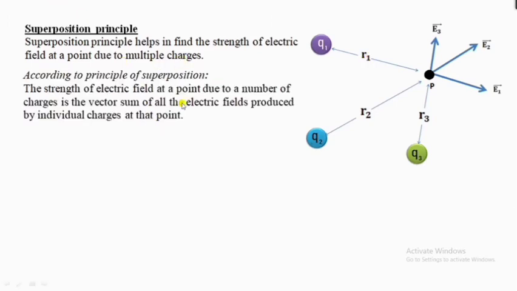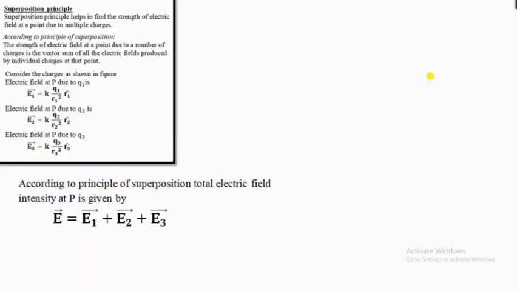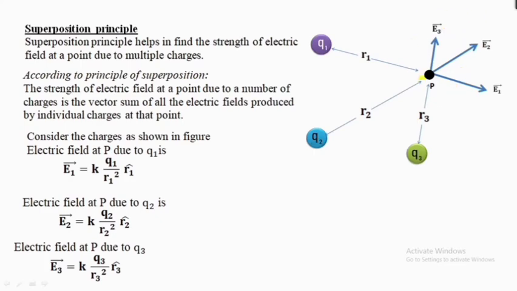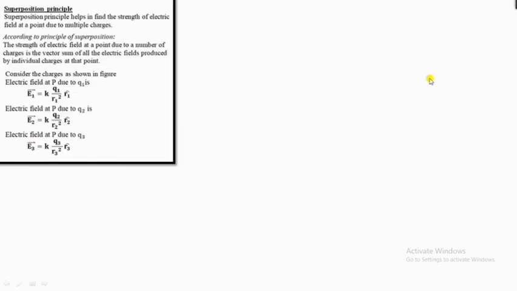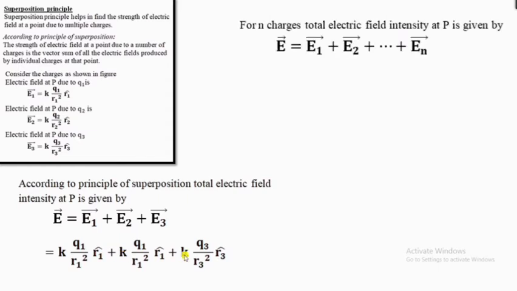So according to superposition theorem, total electric field will be sum of all the electric fields due to individual charges. So electric field due to Q1 can be written as this, Q2 can be written as this, and electric field due to Q3 at point P can be written as this. Now according to superposition theorem, we have to add all these electric fields using vector algebra to find the electric field at this point. So if you use the expression of E1, E2, E3, you'll get this.